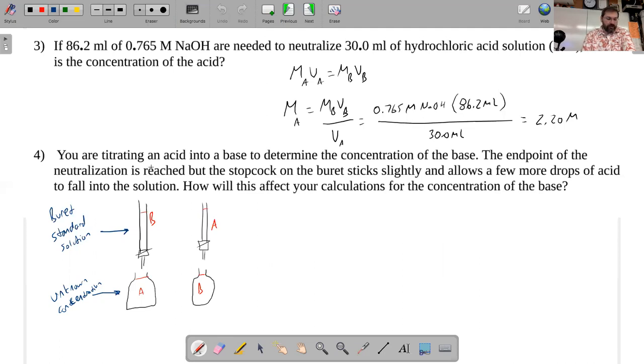So this problem says you're titrating an acid into a base to determine the concentration of the base. This acid is the thing that's up in the burette, and you're letting that run into the base. And this is the unknown, because you don't know the concentration of the base. The end point of the neutralization is reached, but the stopcock sticks slightly and allows a few more drops of acid to fall in the solution. In other words, this base would have phenolphthalein in it, and it would be pink, and you're running acid into it until it becomes clear.